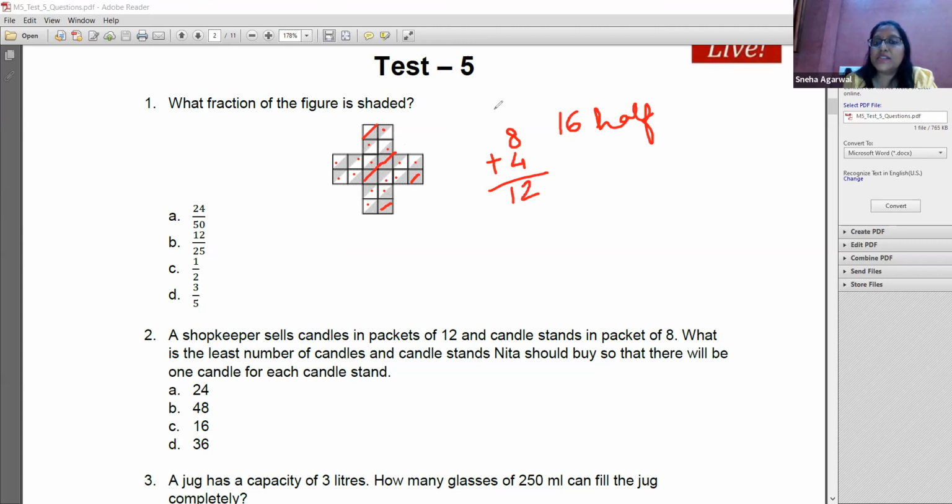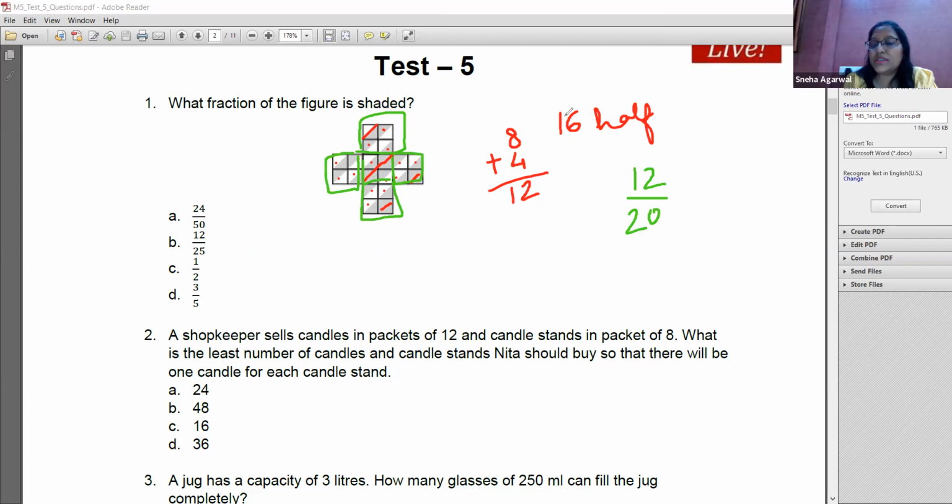And now how many squares are there? You have to count the total number of squares. So we have 4 over here, then 4 over here, 4 plus 4, 8. 8 plus 4 makes 12. Then here we have 4, 16, and here we have 4, which is 20. So we have 20 complete squares, and out of these 12 squares are shaded. So you are just going to write 12 by 20.